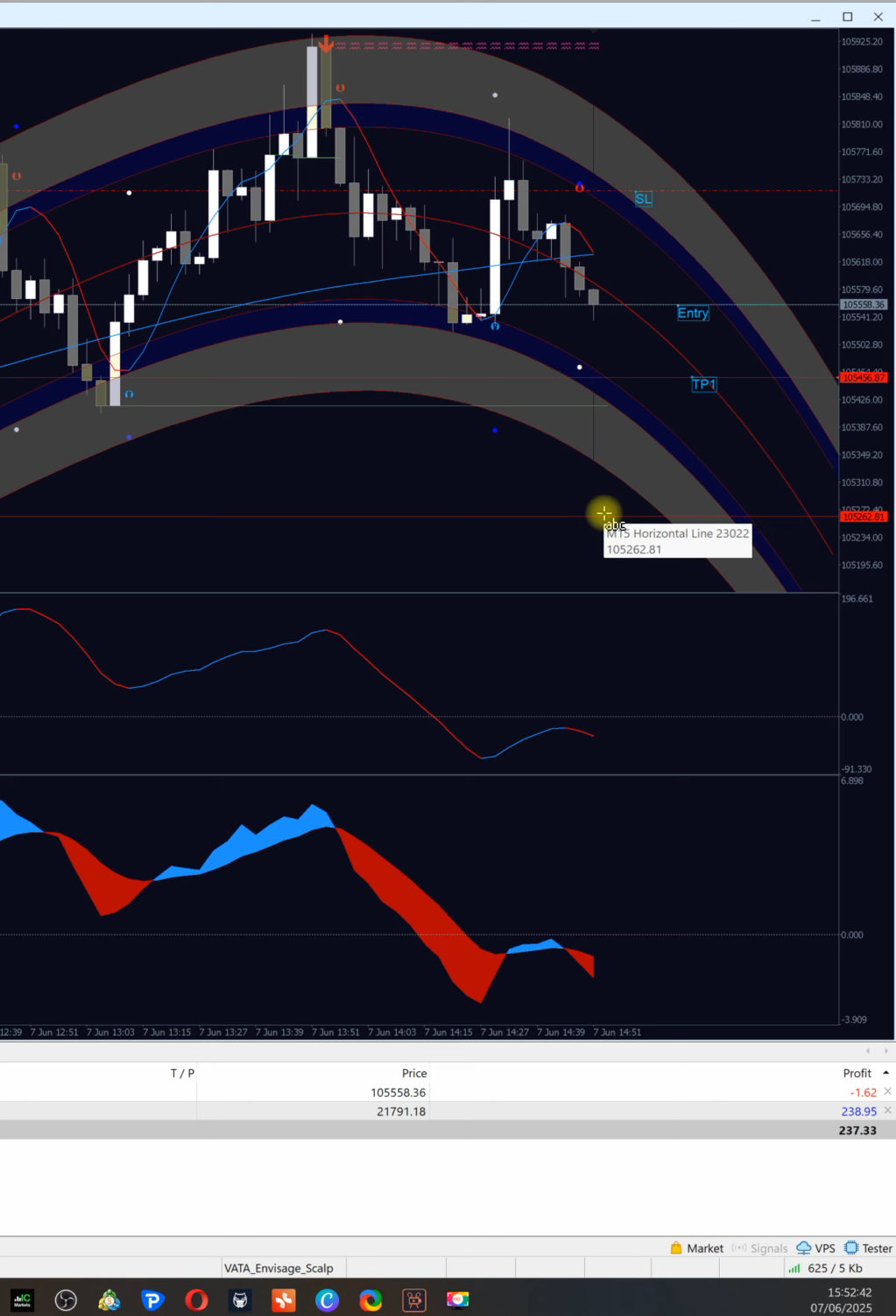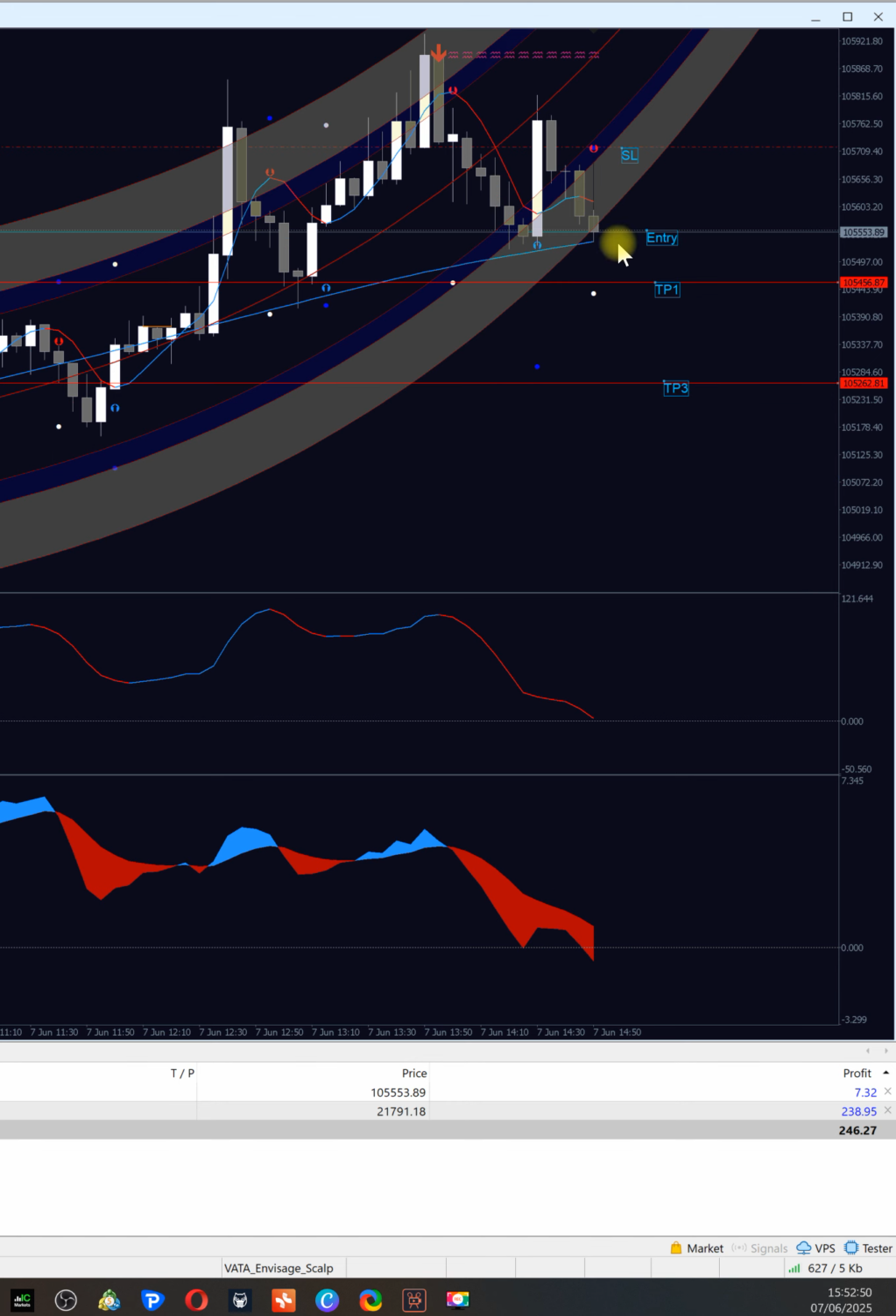Then this is our TP, TP3. Why don't we have TP2? Because TP2 will come from the candle closer of this if it comes around here. And if it is very close to TP1, then we'll not consider it. But if it comes around here, then that will be TP1, TP2.